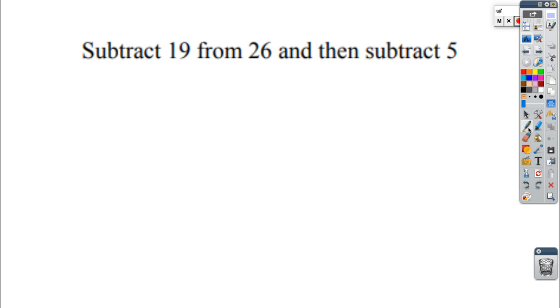So we're going to look at this first one, which is called subtract 19 from 26 and then subtract 5. So what I'm going to do is take 26 and subtract 19 from it. And then I'm going to subtract 5. But when I read this, it's asking me to do this part first, 26 minus 19. Well, in order to show order of operations, I'm going to add parentheses around these two numbers, so that way I know to start there. 26 minus 19, then subtract 5. This is an example of an expression because there is no equal sign, there is no answer.